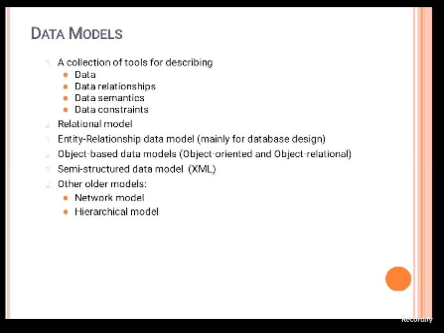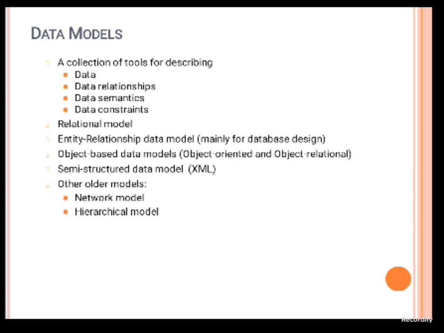Think about using an ATM. When you withdraw your money, you only see options like withdraw, deposit, or balance inquiry. You never see where the data is stored or how the bank updates its database internally. Similarly, in a database system, users only interact with the required information.